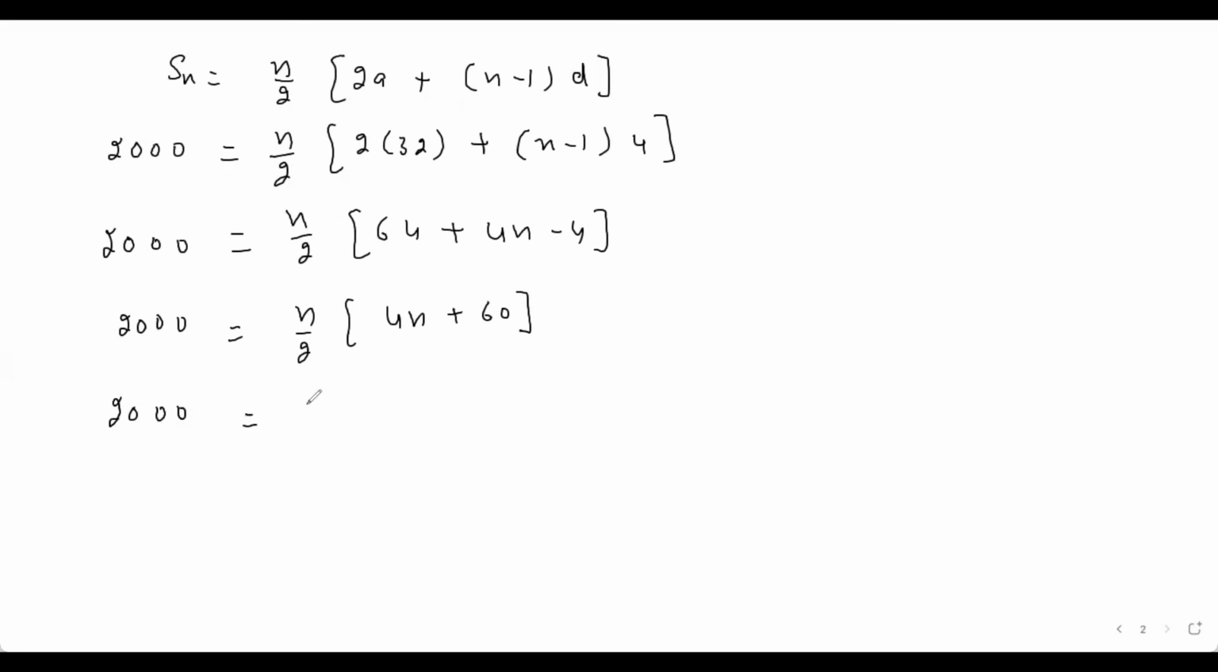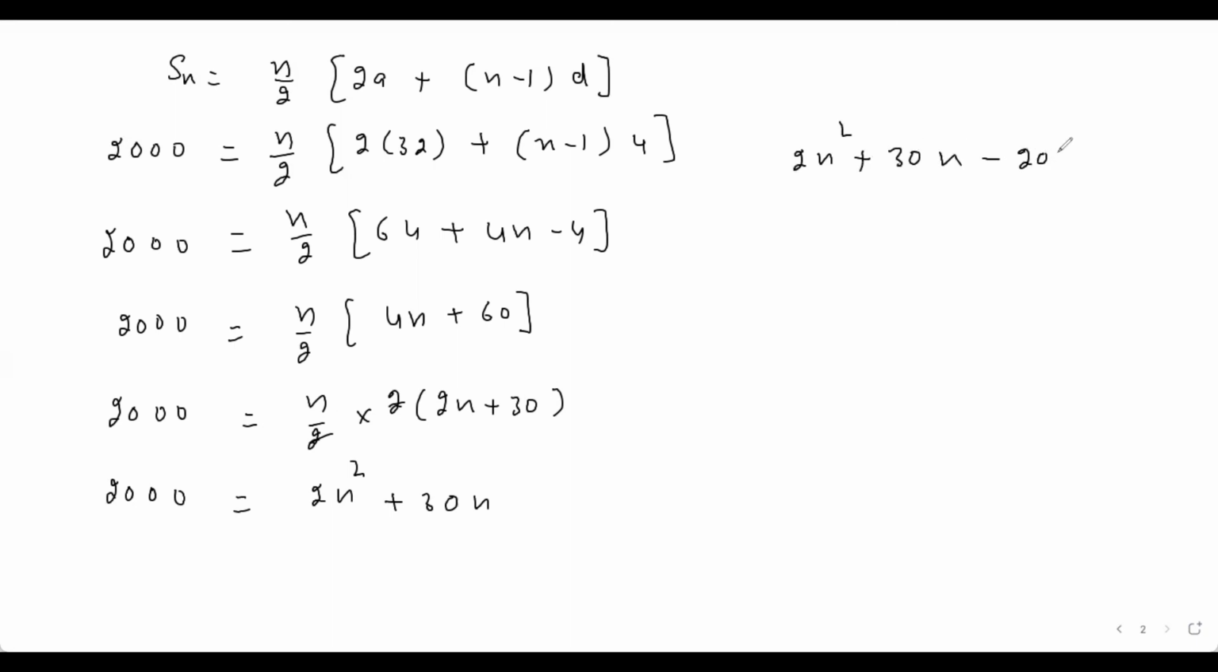2000 is equal to N by 2, take 2 common, you have 2N plus 30 in the bracket. 2000 is equal to 2N square plus 30N. Now this is equal to 2N square plus 30N minus 2000 equal to 0. Divide by 2. You will have N square plus 15N minus 1000 is equal to 0. Now this is quadratic in N.